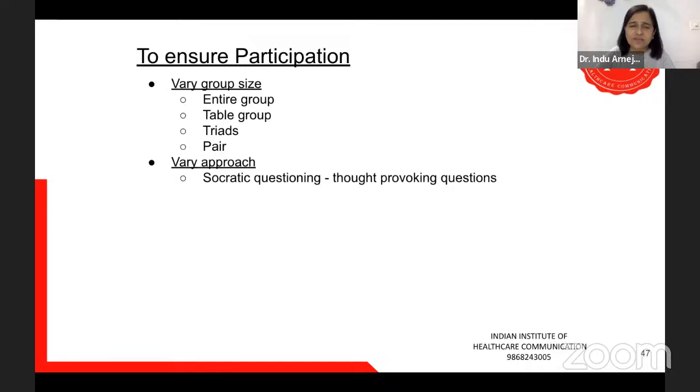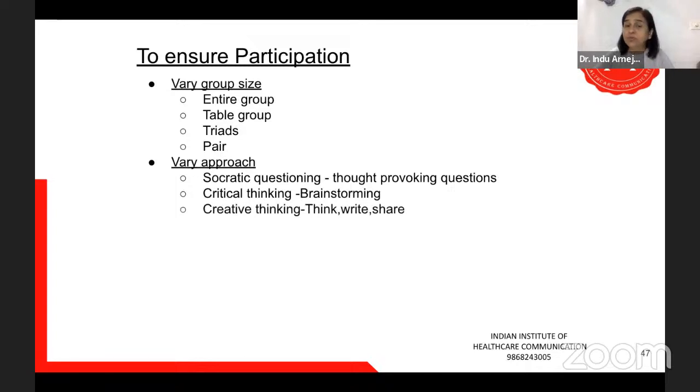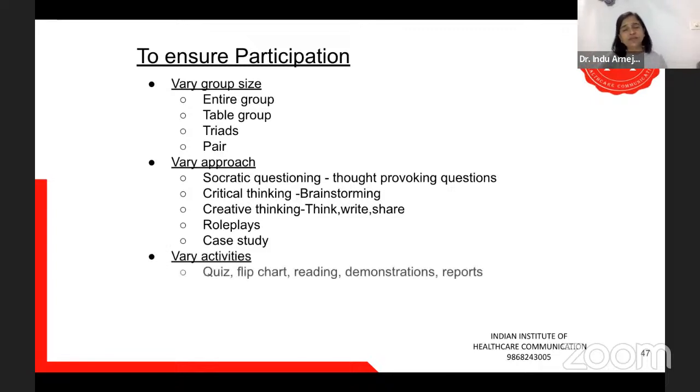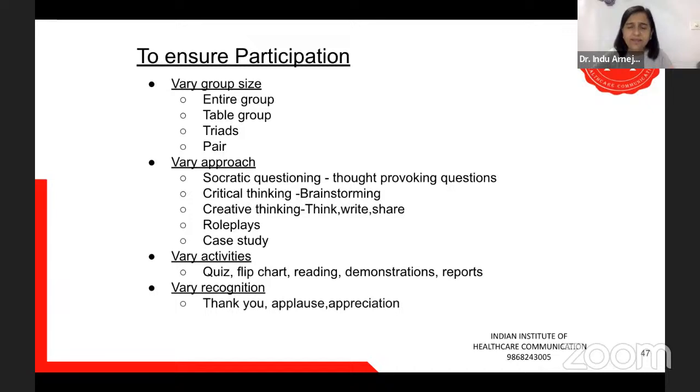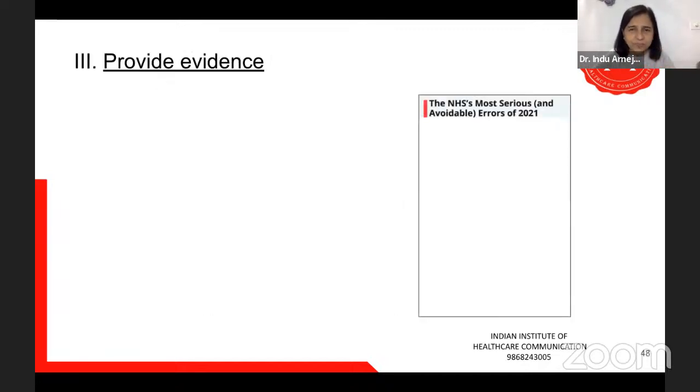So for example, you could ask Socratic questions to provoke brainstorming or critical thinking. You could also ask them to think and write something. So you are asking for some creative thinking activity, role plays, case studies. These are the ways to keep them engaged. Then you could even vary your activities. For example, you could use quiz, flip chart, reading, demonstration, reports. Even recognition can be different. You can ask everybody to applaud. You could ask everybody to congratulate or whatever way. But the idea is that when you thank them, when you applaud them, you appreciate them, they feel encouraged and they appreciate. So these are the different ways to ensure participation of your team members.